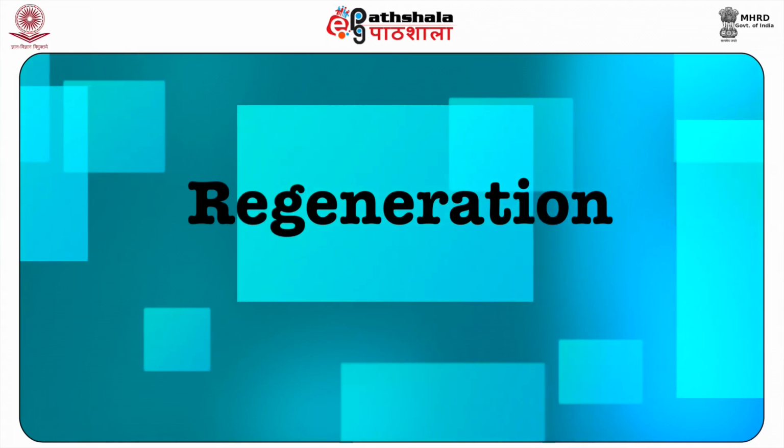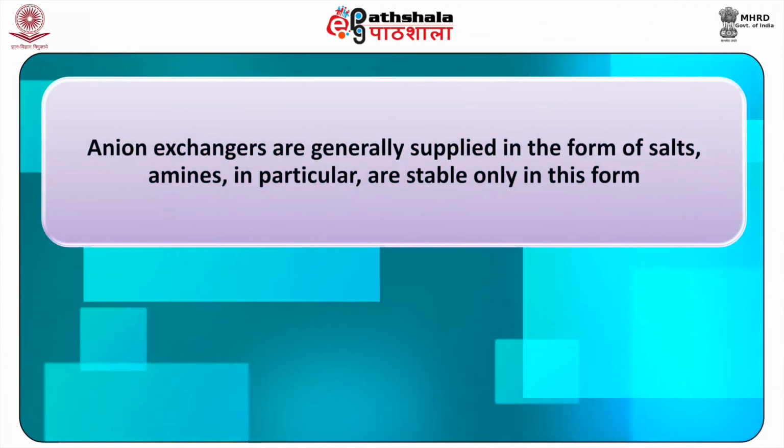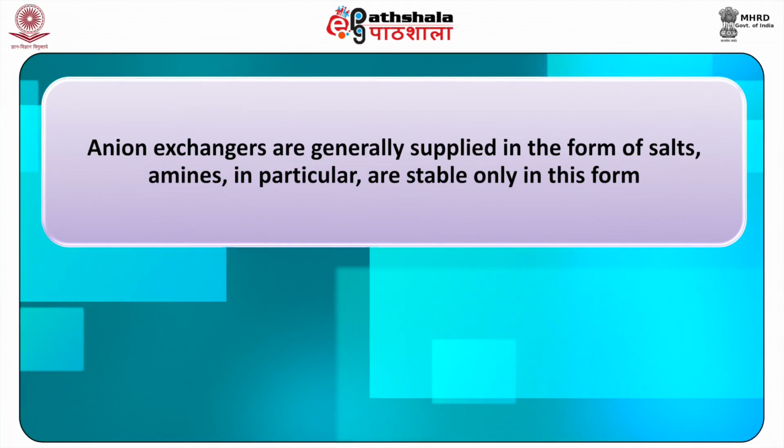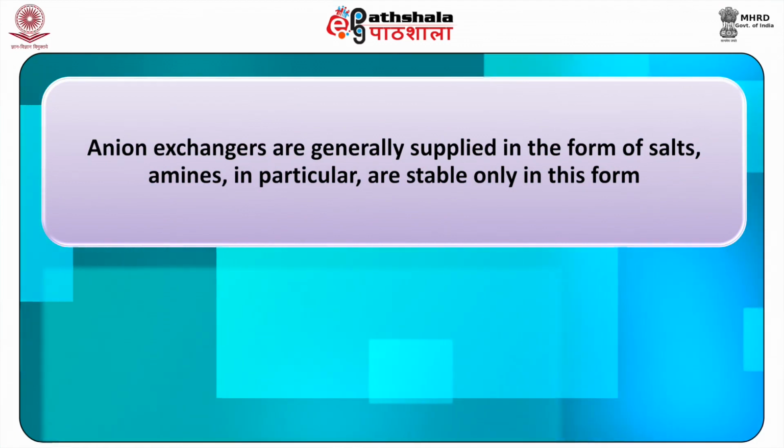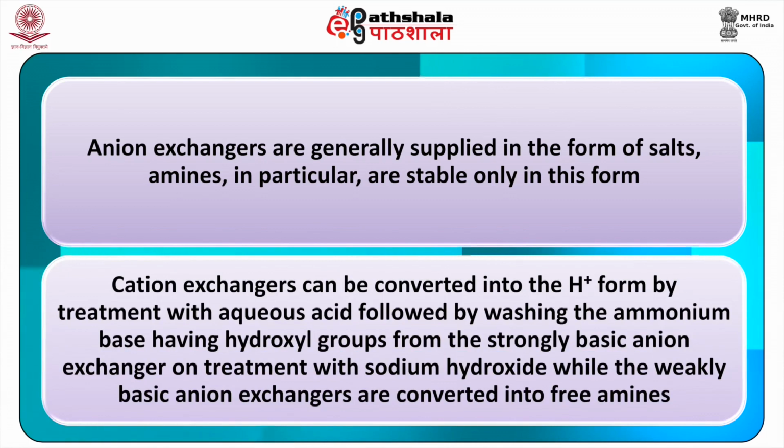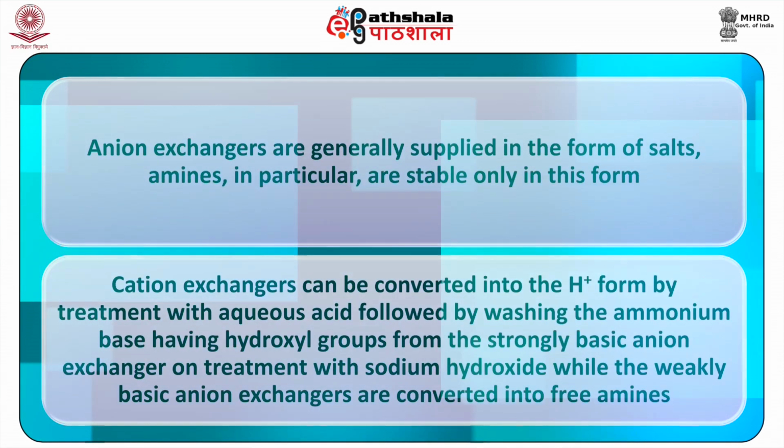Regeneration. Anion exchangers are generally supplied in the form of salts. Amines in particular are stable only in this form. On the other hand, cation exchangers can be converted into the H+ form by treatment with aqueous acid followed by washing. The ammonium base having hydroxyl groups is obtained from the strongly basic anion exchanger on treatment with sodium hydroxide, while the weakly basic anion exchangers are converted into free amines.